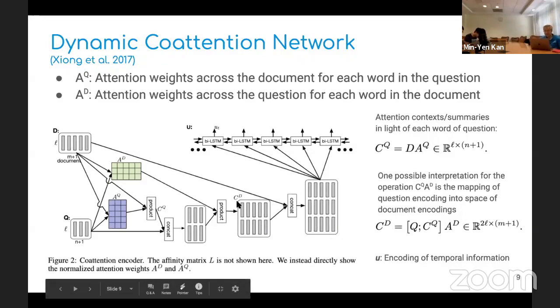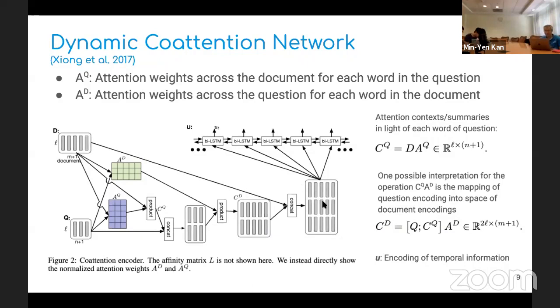Yeah. And because there's no temporal information, they put it through a BiLSTM to represent the temporal information. So by principle, CQ is the encoding of the document, and CD is the encoding of the question, but done in a very pipeline manner. CQ is, they say, the attention context of the document in light of each word of the question. So you are embedding the document considering the attention over the questions.